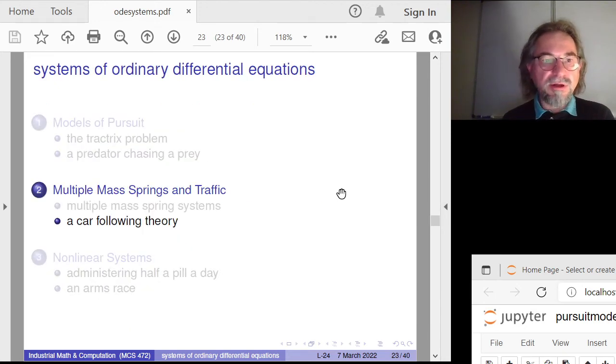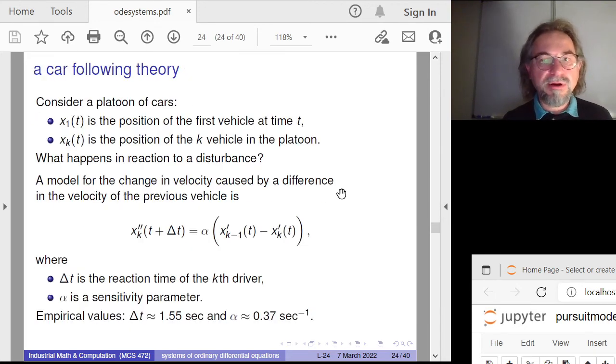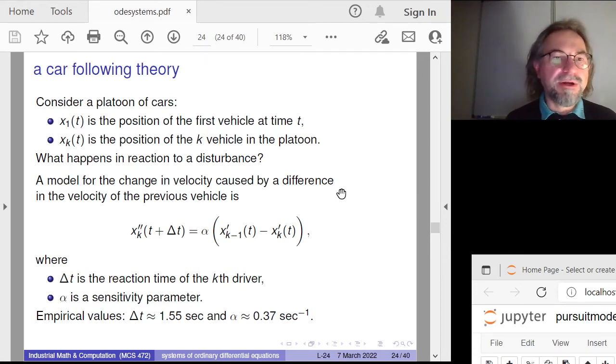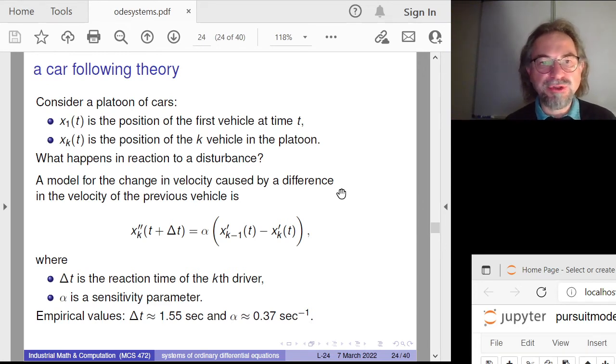Okay, so let's look at a related model. So we consider, instead of masses, cars, and we consider a platoon of cars. So we have a sequence of cars on a road where we have the position of the first vehicle denoted by x1, and then xk is the position of the kth vehicle in that platoon of cars.